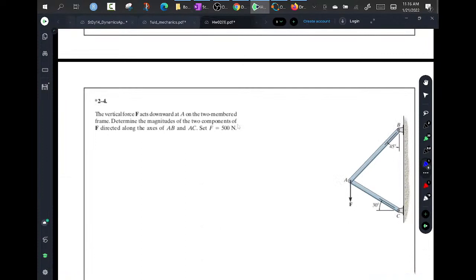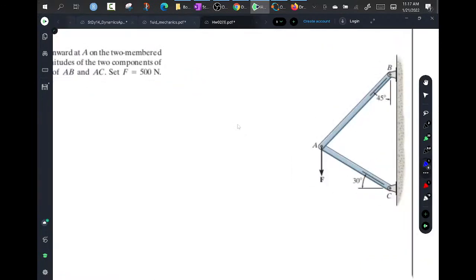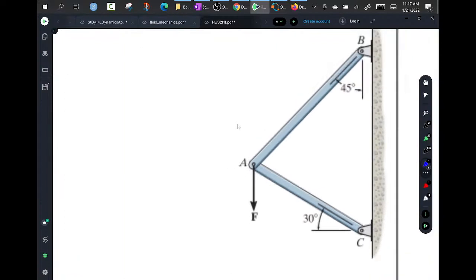Here, a vertical force pulling down on this point A right there. Two-member: determine the magnitudes of the two components of F acting along this AB, which is the upper link, AC is the lower link. Set F equal to 500. So, let's see if we can do a reasonable job. We'll start with the red color. I should put another pen up here, but okay.